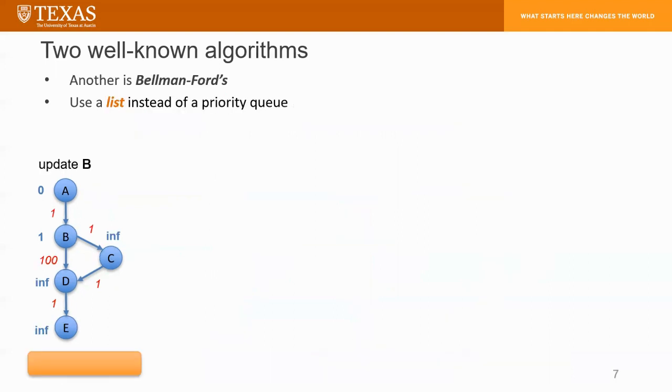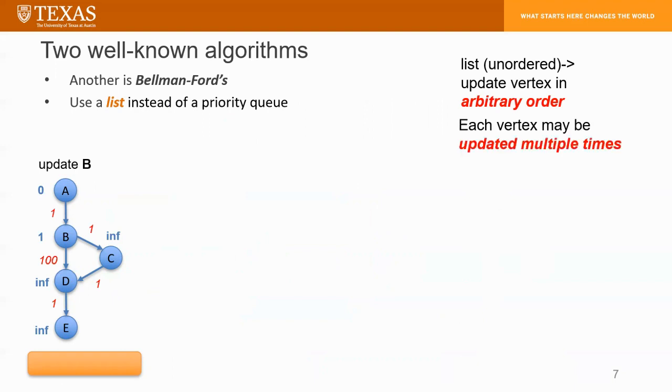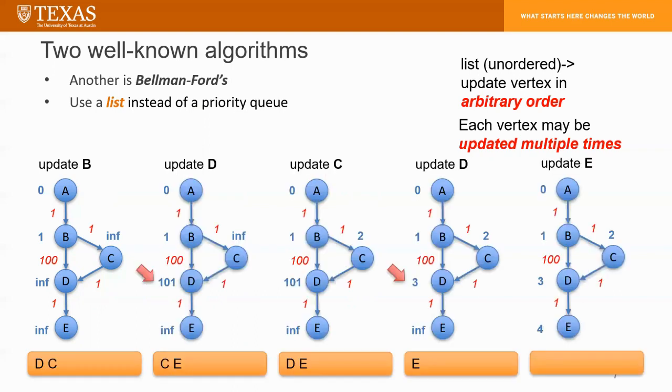And another algorithm is Bellman-Ford. It uses a list instead of a priority queue. And because of this, the vertices are updated in arbitrary order. And because of the arbitrary order, each vertex may be updated multiple times instead of just once. So it may end up doing more work than Dijkstra. For example, here, you can see vertex D is updated twice. First, it's updated with the distance of the path A, B, D. Clearly, this is not the shortest path, so it must be updated again with A, B, C, D. So clearly, the first update is useless work.